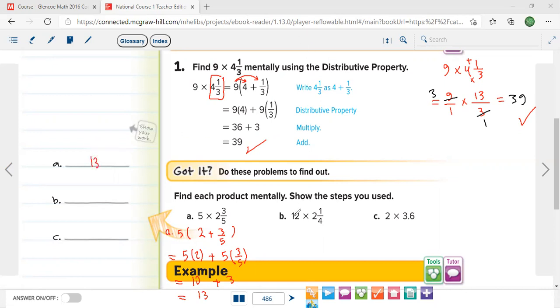Now let's solve problem B. Also this will be 12 parentheses 2 plus a quarter. So it's like 12 parentheses 2 plus 12 parentheses 1 over 4. 12 times 2 will give you 24, and a quarter of 12 is 3. 24 plus 3 will give you 27. So this is 27.